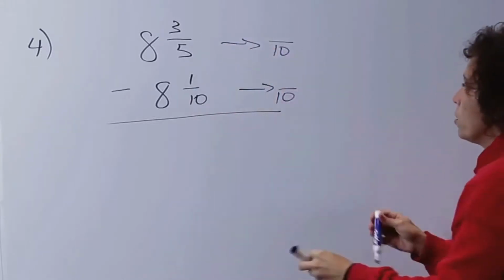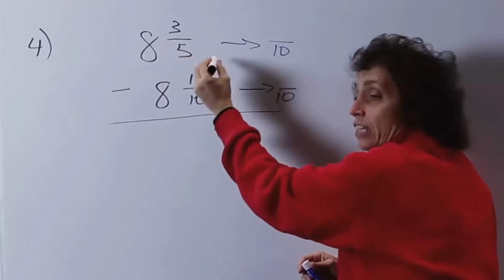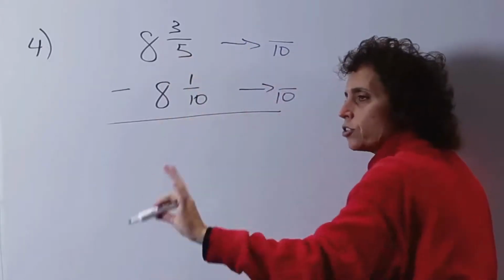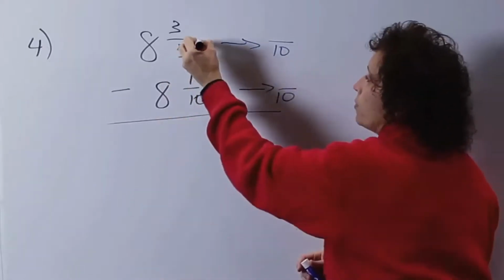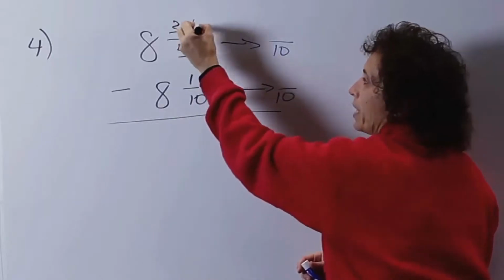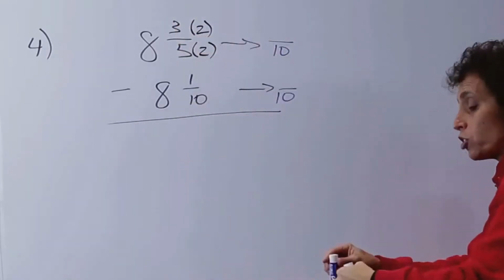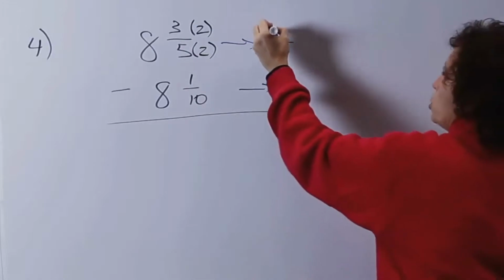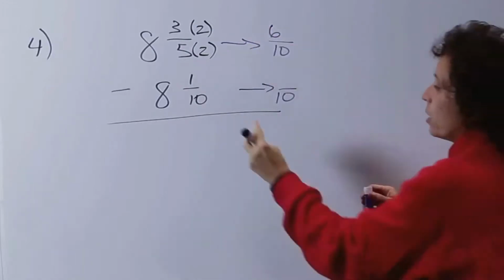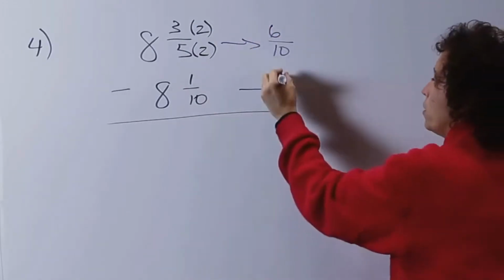Okay, so I have to ask myself what times 5 is 10, and that's 37. No, I was only kidding, just seeing if you were paying attention. Okay, 5 times 2 is 10. Whatever I do to the bottom, I have to do to the top because I'm really multiplying the fraction by 1. 3 times 2 is 6. Here I already have tenths, so I leave it alone.